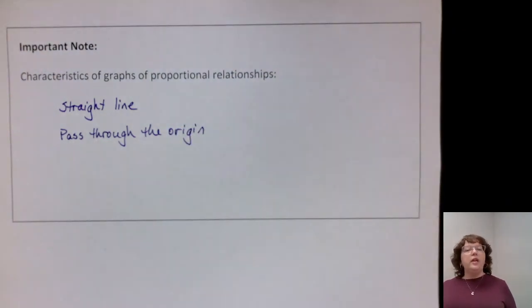So when you are looking at graphs of relationships and you're trying to determine if they're proportional relationships or not, then you can tell simply by looking to see, is it a straight line or not a straight line? And if it is a straight line, does it pass through that origin or does it start at this origin? Okay, and if the answer is yes to both of those, then you know it's a proportional relationship. If the answer is no to both of those, then it's not.